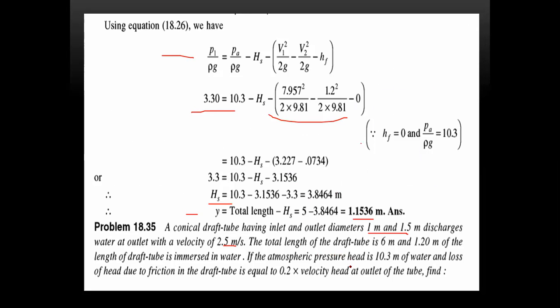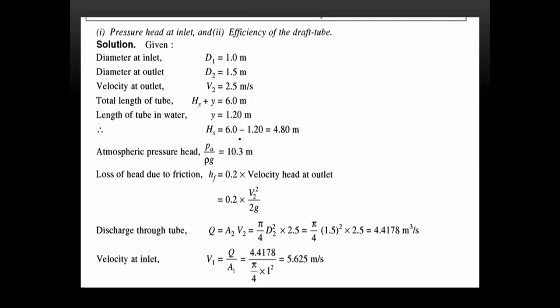Now, so these are the things. Then what is to be found? To find the pressure head at the inlet and the efficiency of the draft tube. Now, write the given data: diameter of the inlet, diameter of the outlet, velocity at the outlet, total length of the tube, length in the water. Therefore, actual pressure head, loss of head, discharge through the tube, velocity at the inlet.